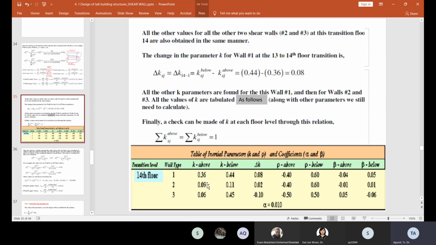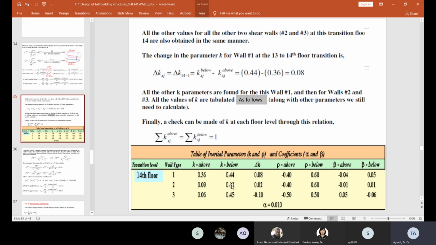Okay, and then K above and the K above for the K below, something wrong here. Okay, this one correct. This one 0.44 plus 0.11, 0.55 is 1. I think this one must be 1. I think for wall 1 and 2 and 3 need to be checked. Okay. But in order to check, the total distribution for the same level equal to 1.